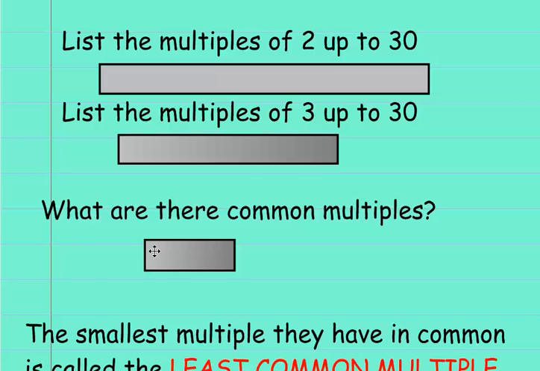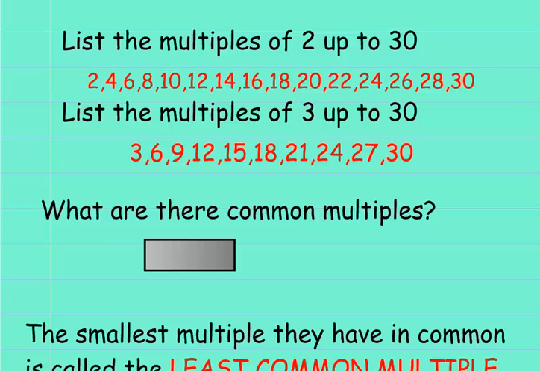All right, so on your notes, first thing I want you to do is list all the multiples of 2 up to 30. Up to 30, so don't go past 30. And then list all the multiples of 3 up to 30. Don't go past 30. So pause the video and come back when you have all of those multiples listed.